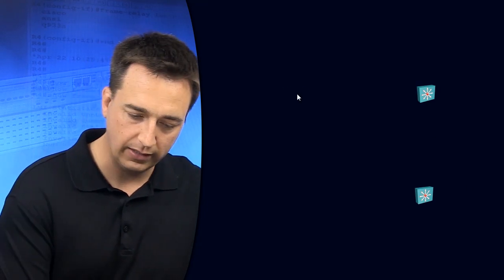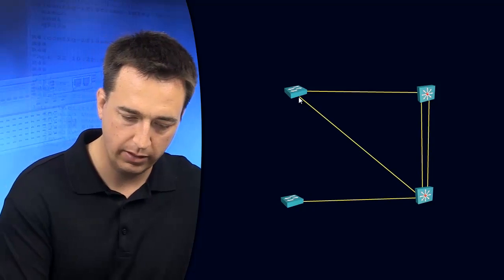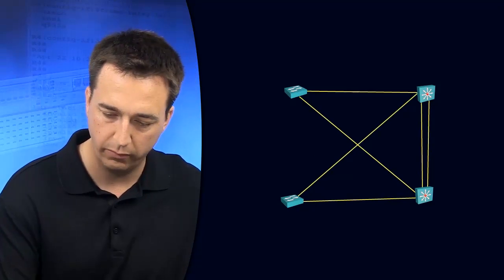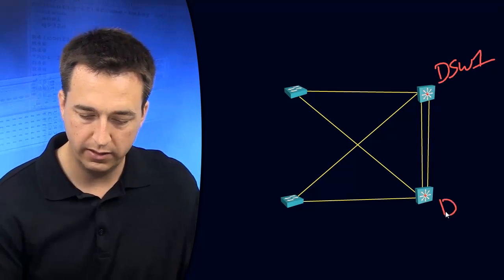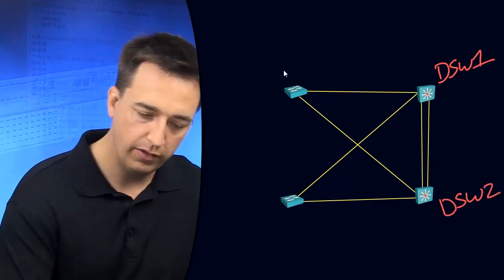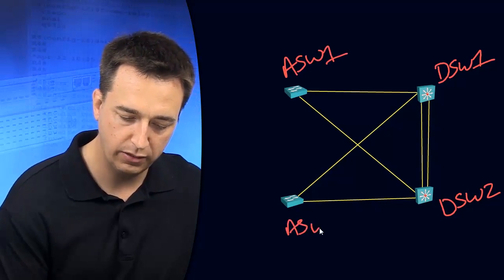So we'll give us a lot of space for drawing on the screen. We'll put some lines in, just like that. We got another line there in our topology, and we are done. And we'll label them. So this is DSW1, this is DSW2, this one is ASW1, and this is ASW2.